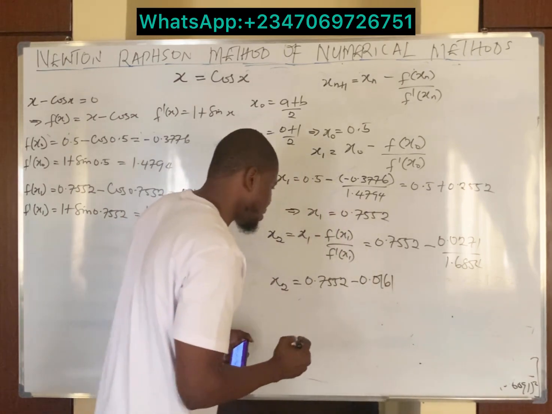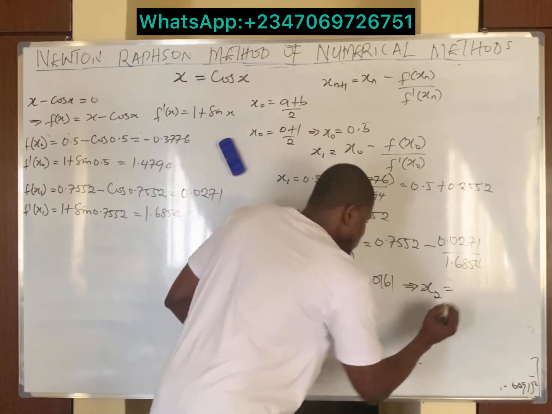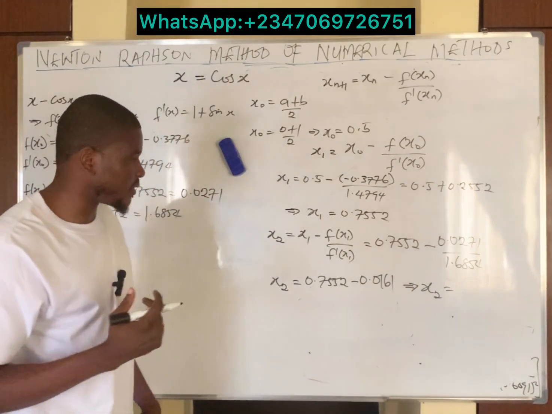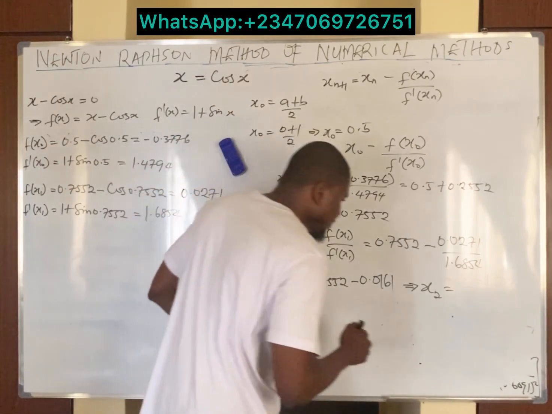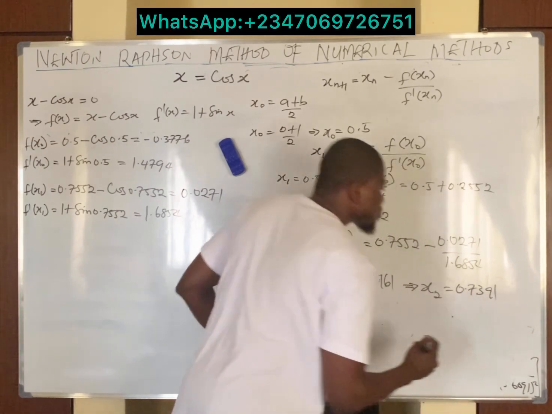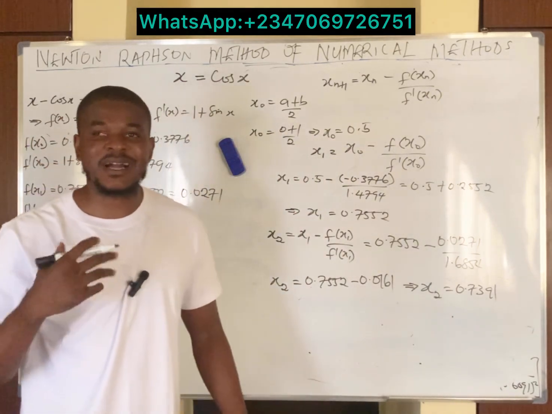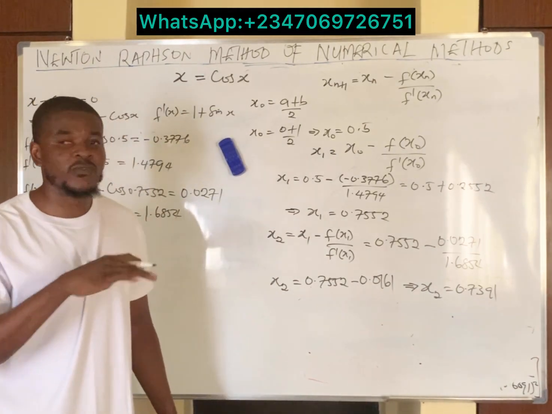Okay, so if you evaluate this, you simply find your second root x2 to be equal to 0.7552 minus 0.0161. So that difference simply gives us 0.7391. Also observe how we take at least up to 4 decimal places in iteration. So always when you're iterating, always remember to keep it at least up to 4 decimal places.